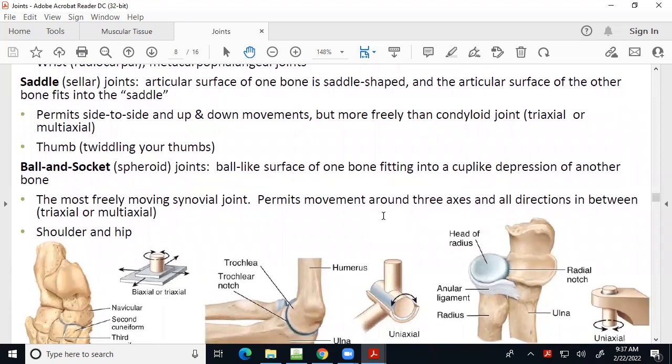Saddle or sellar joints are where the articular surface of one bone is saddle shaped, and the articular surface of the other bone fits into that saddle, permitting side to side and up and down movements, but more freely than condyloid.